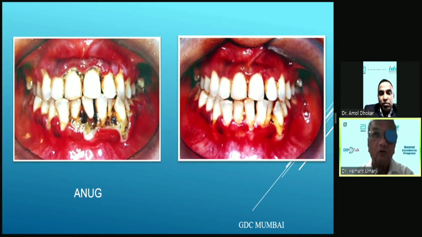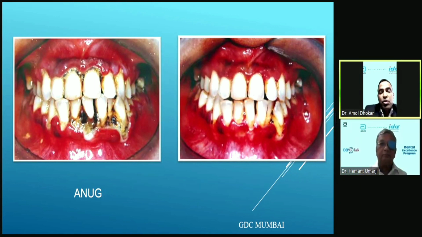And H2O2 mouthwash also gives rise to effervescence. Because of the effervescence, all the debris is removed, and it also helps with the bleeding. These patients will complain of bleeding. That also is taken care of. So that is the treatment for ANUG.